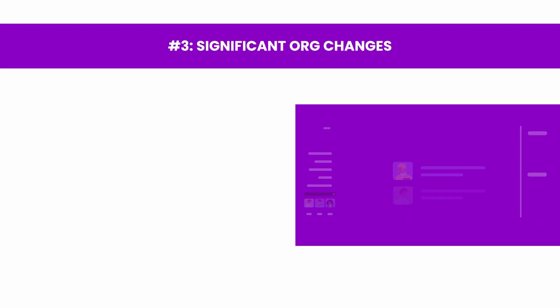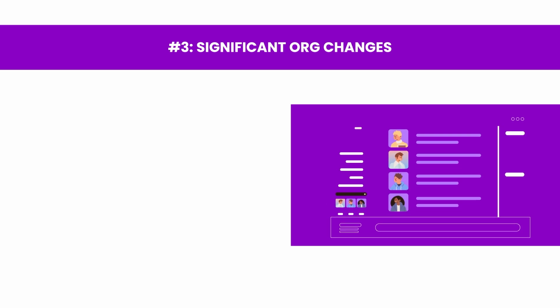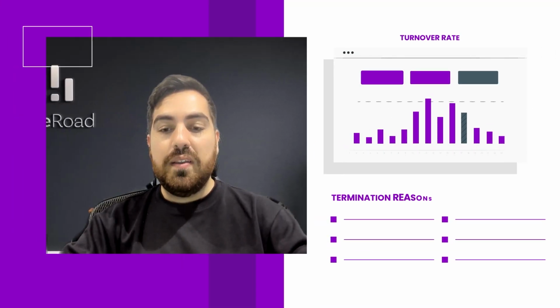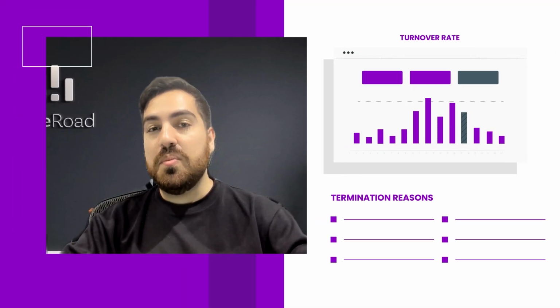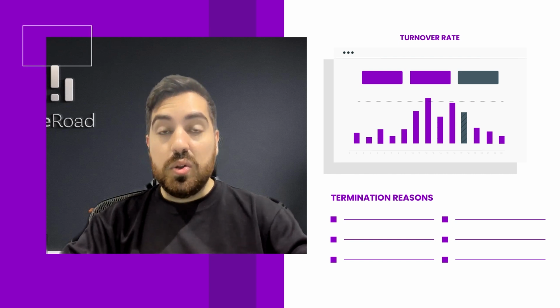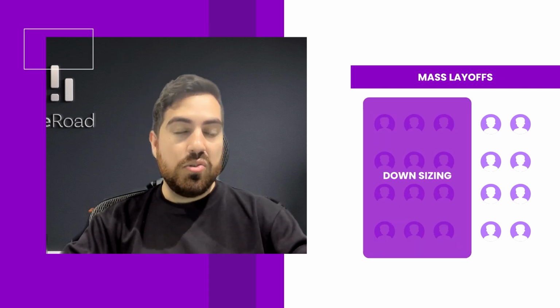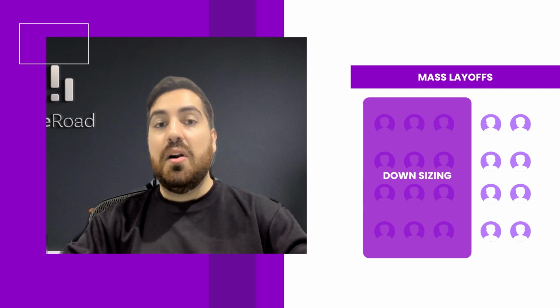There may be significant org changes occurring during the specified period. For example, changes that include restructuring, management, mergers, potential mass layoffs. So really, it's important that you ensure only the right termination reasons are included in your turnover rate, and those termination reasons beyond you or the employee's control, such as mass layoffs, are not being counted.